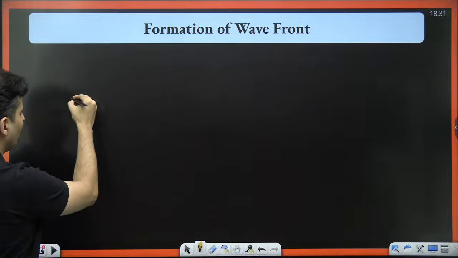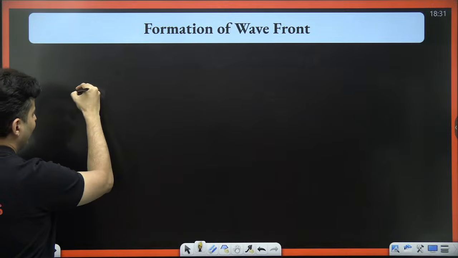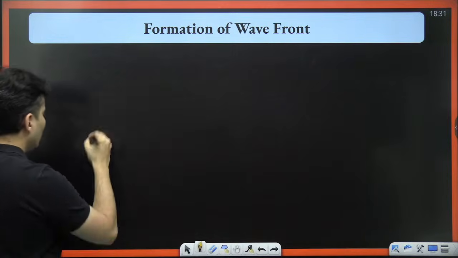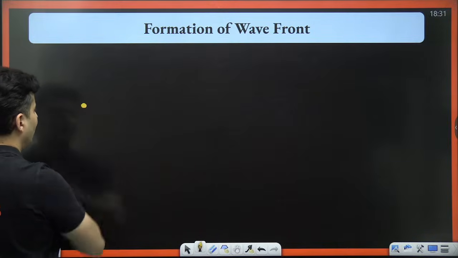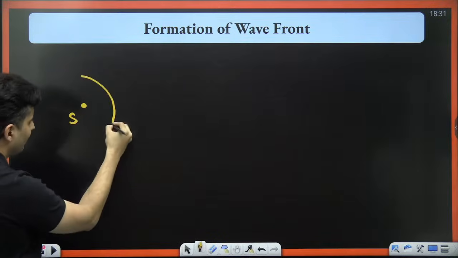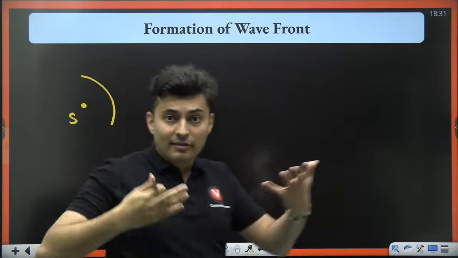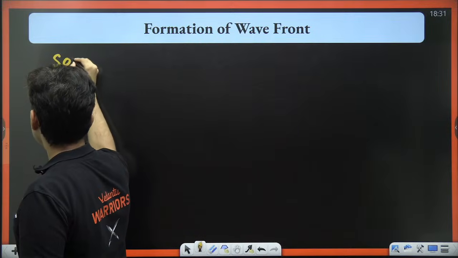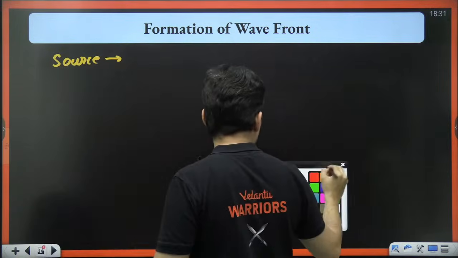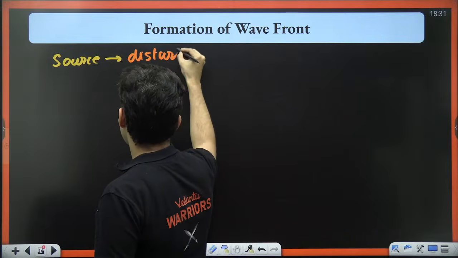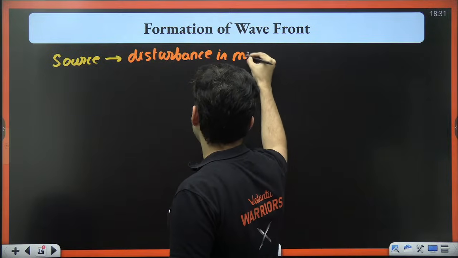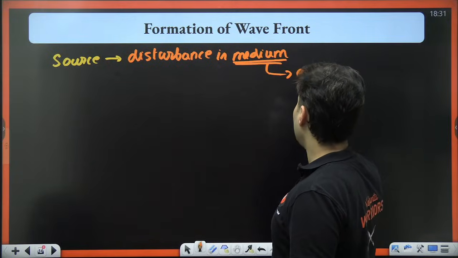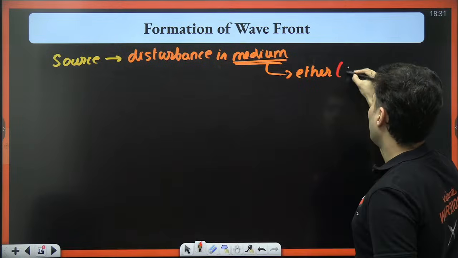So according to Huygens, if you take any wavefront, it could be curved, it could be circular, it could be flat, doesn't matter. A wavefront is generally formed by a light source. A source propagates wavefronts. According to Huygens, a source is nothing but a disturbance in the medium. He also said that this particular medium he is referring to is called ether, but this ether was never found.